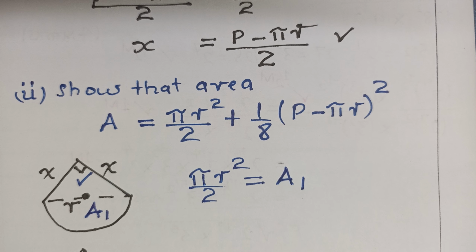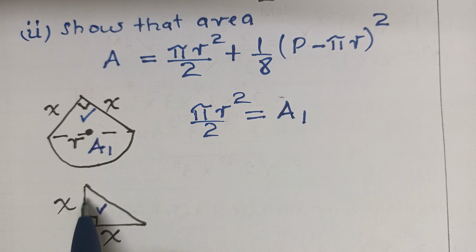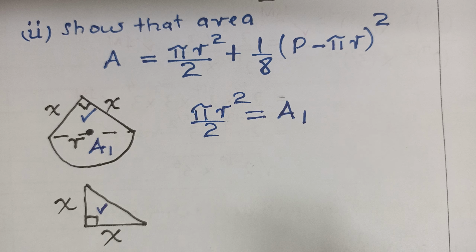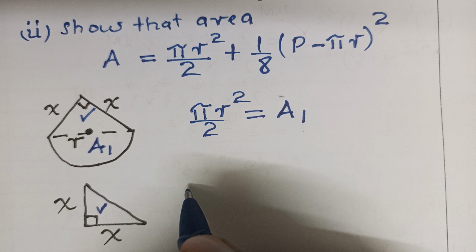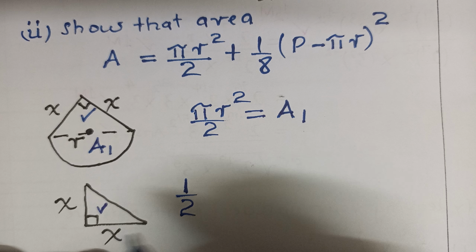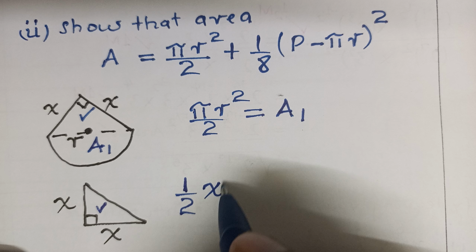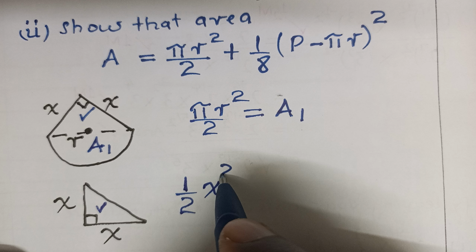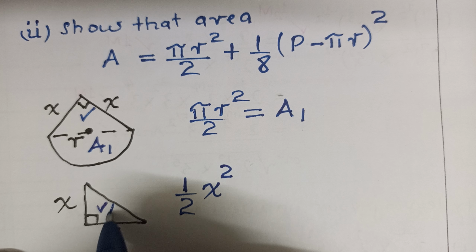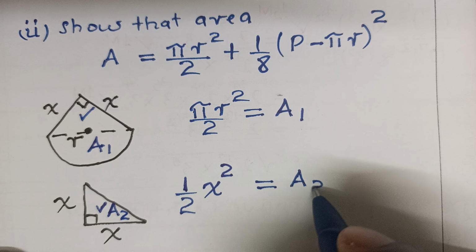After we get that, we now come to the area of this triangle. The triangle, I have now drawn it right here, whereby this x is here and this x is here. The area of a triangle is a half base. For us, the base here is x times height. And so it will be another x here, so it becomes now a half x squared. Let's say this is A2. And so this is our A2.